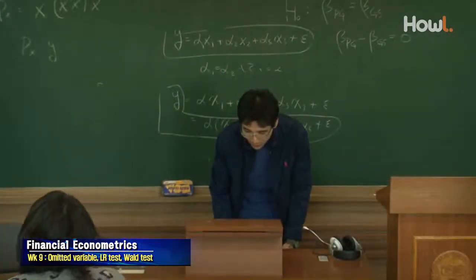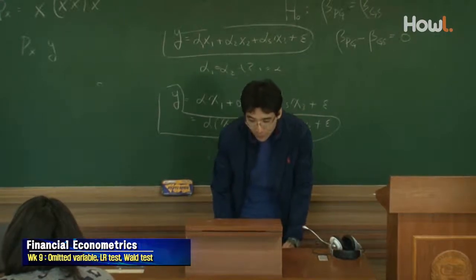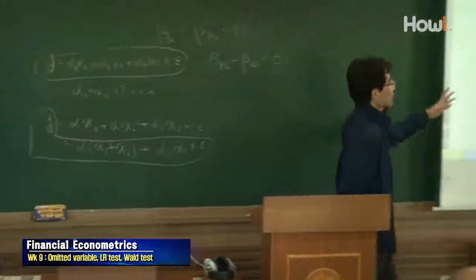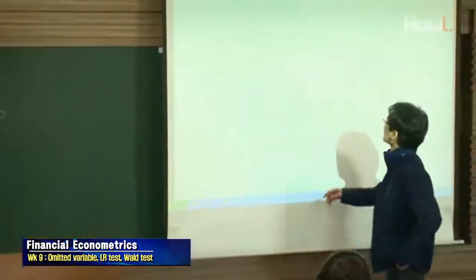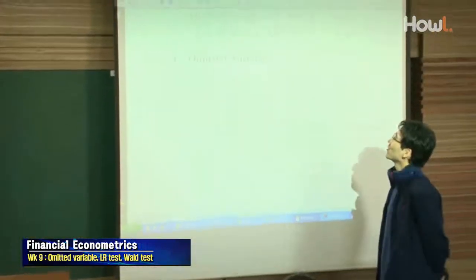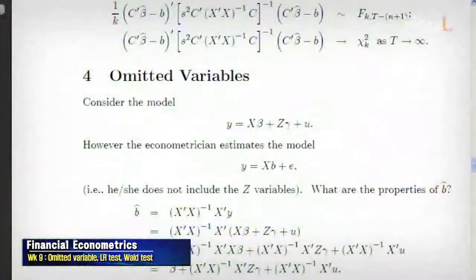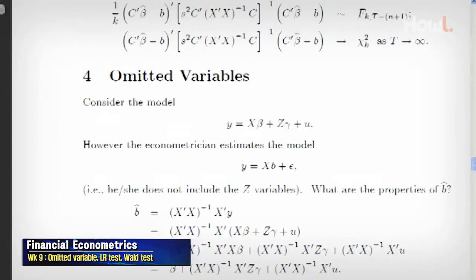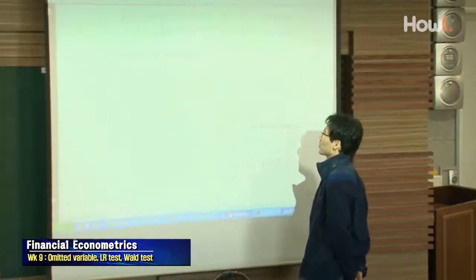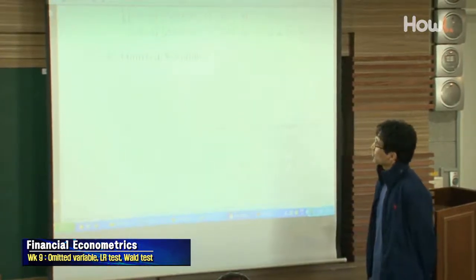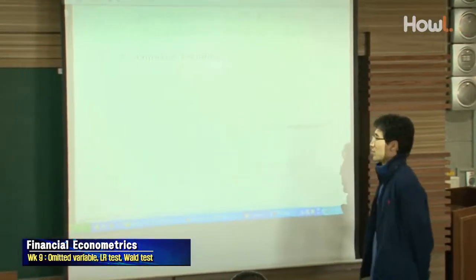So this is the correct model. Ideally, we have to include both X and Z in our regression. But somehow we drop Z and run the regression only with X, and we wonder what's going to happen. I.e., we do not include the Z variable. Then what are the properties of the beta hat, the coefficient of the regression with the omitted variable?